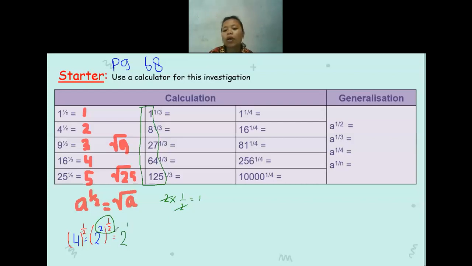So far, is there anyone who is still confused, or is my explanation still not clear enough? Hello? Or is my voice not audible? Yes? Yes, Rahmat? Sir, no question. No question? Okay. No question or have question?